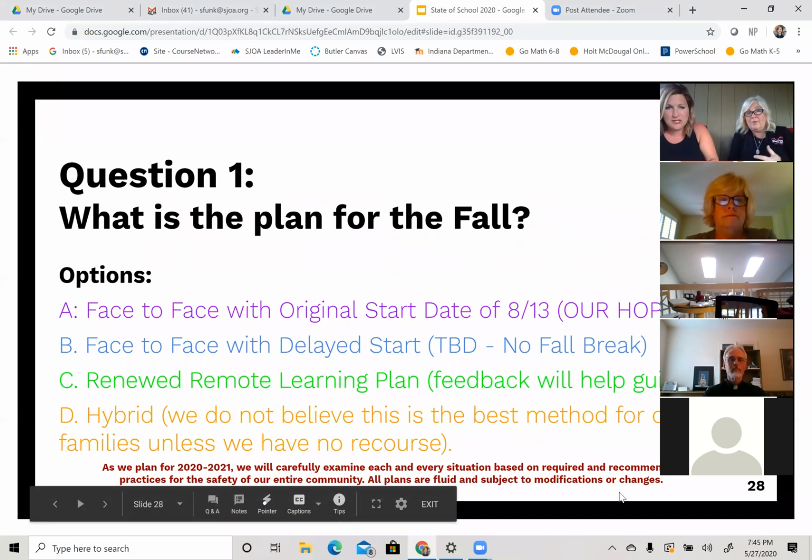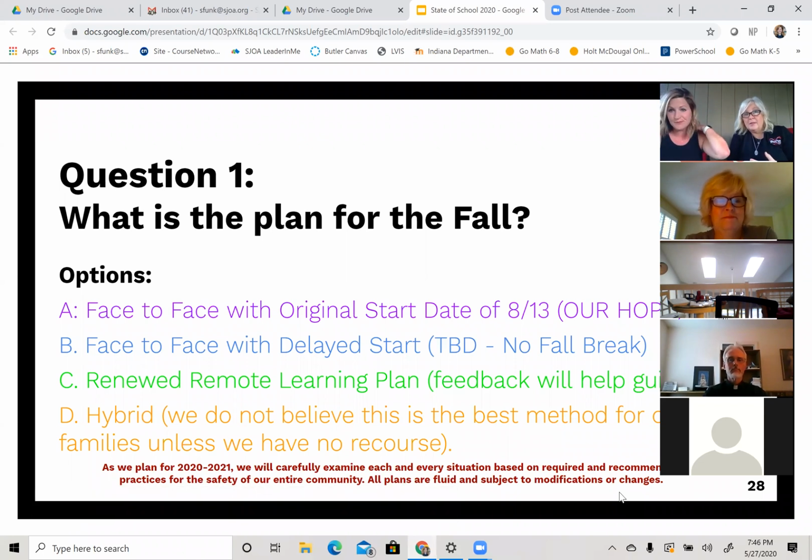So we came up with question one, and probably mostly everybody's: What is the plan? We just want to come back. We just want to open. We want to follow our schedule that we've released. We listed it first: face-to-face with the original start date. We know that's going to look different because we're going to have all kinds of things we have to do, but that would be the best news that we could deliver to you. As of now, today, on March 27th, that is what we're planning on.